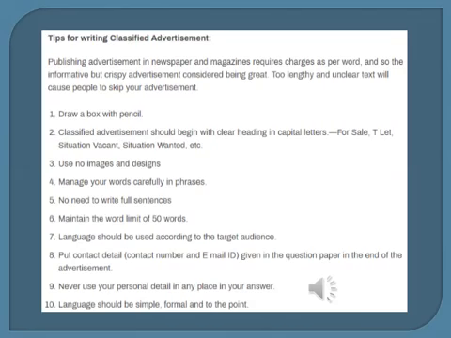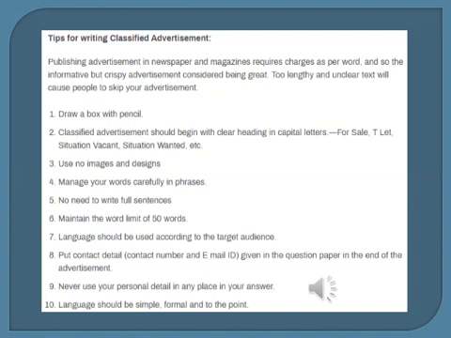Language should be used according to the target audience, whom you are addressing. If it's children, you have to write in a different way. If it's older people, then you have to write in a different way. So you have to find out the target audience, whether you are addressing the elders, the children or the students.